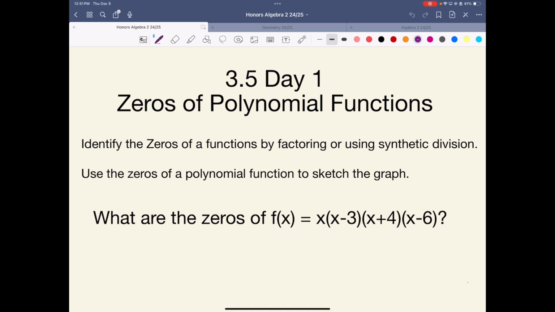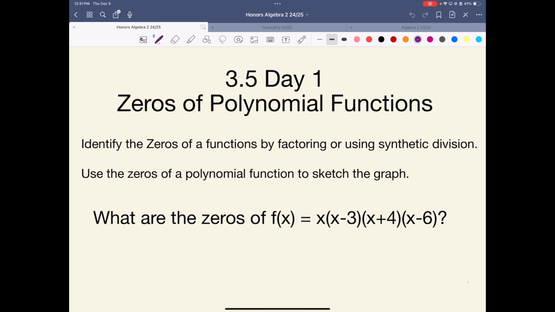So today, we're going to identify the zeros of a function by factoring or using synthetic division. That's the second thing we're going to do. And then we're going to use the zeros of a polynomial function to sketch the graph. So all of those things are going to be done.